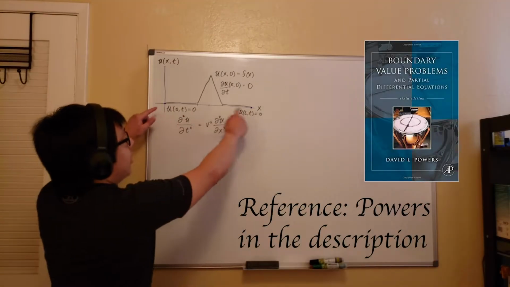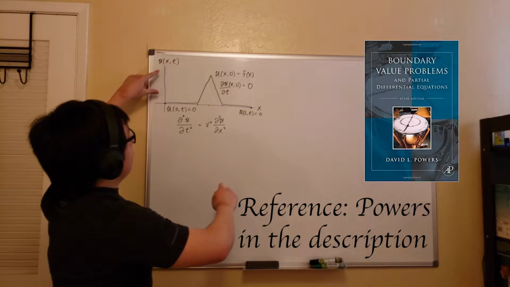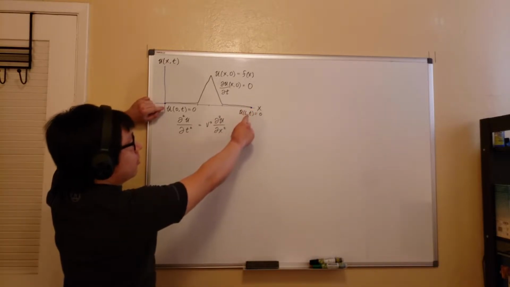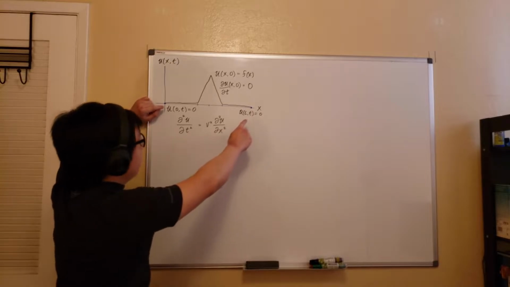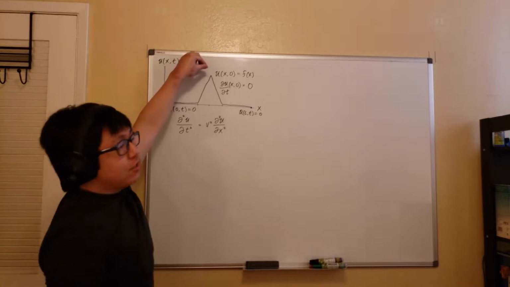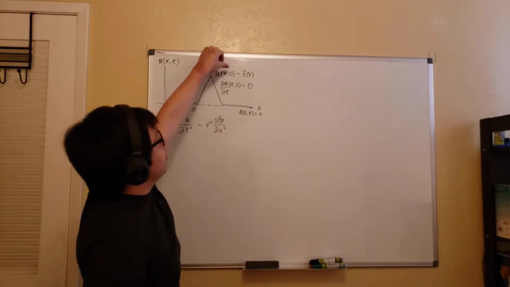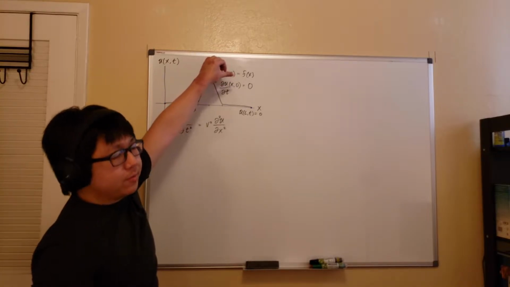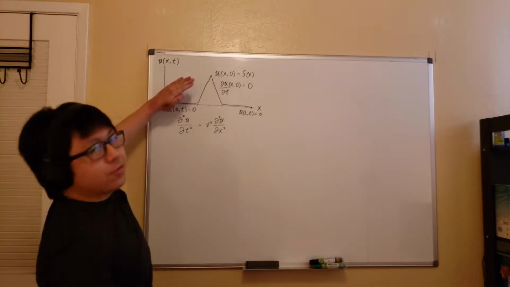Here we have a string along the x-axis with height u, and we fix the string at its two ends. So at x equals 0 and x equals L, u equals 0. We give the string an initial displacement, so at t equals 0, u equals f of x, and we release it from rest, so its initial velocity equals 0. We're going to solve the wave equation for this string.